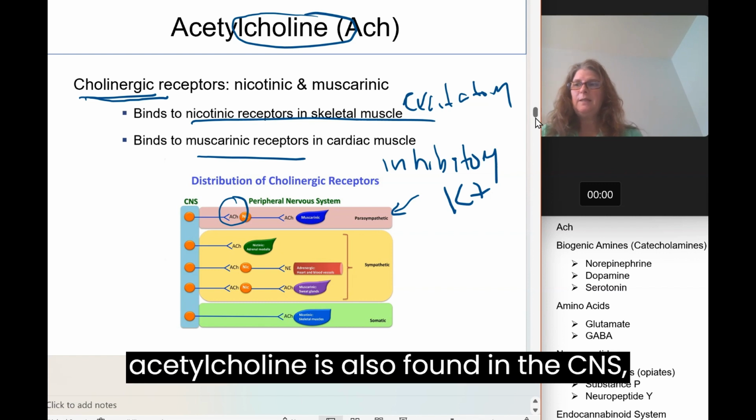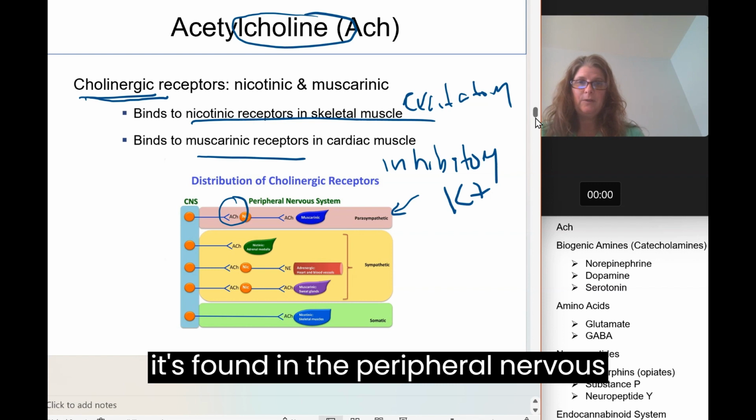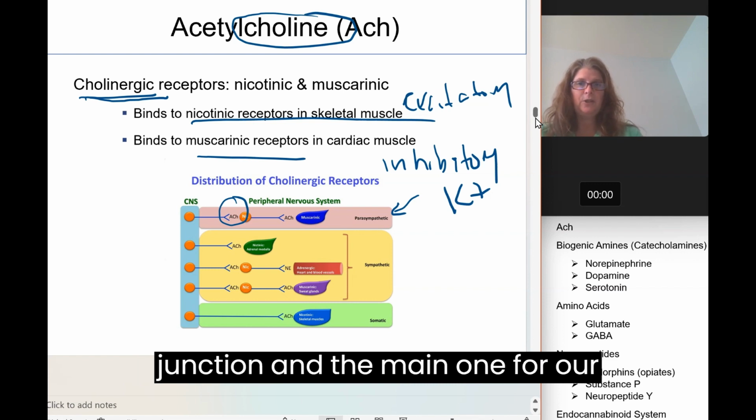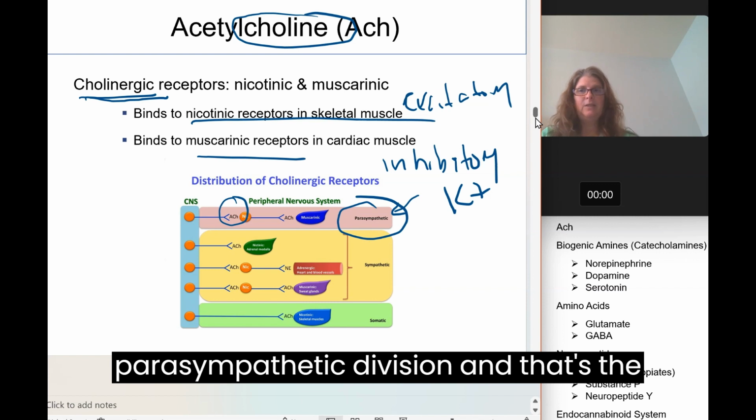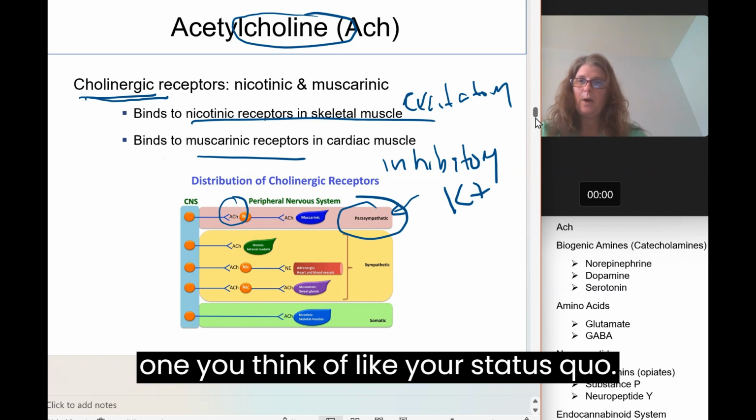And so we know that acetylcholine is also found in the CNS. It's found in the peripheral nervous system. We said the neuromuscular junction, and the main one for our parasympathetic division. And that's the one you think of like your status quo.